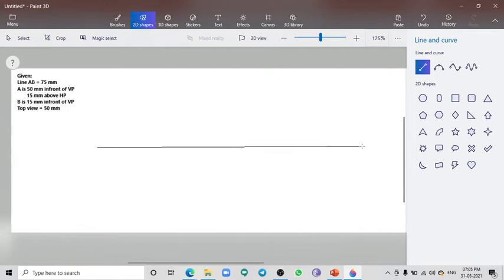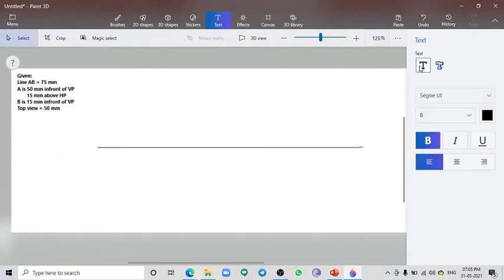So starting with the reference line, which is XY, this is X and this is Y. We have to mention the vertical plane and horizontal plane, VP and HP. Then we have to mark all the loci given in our question.